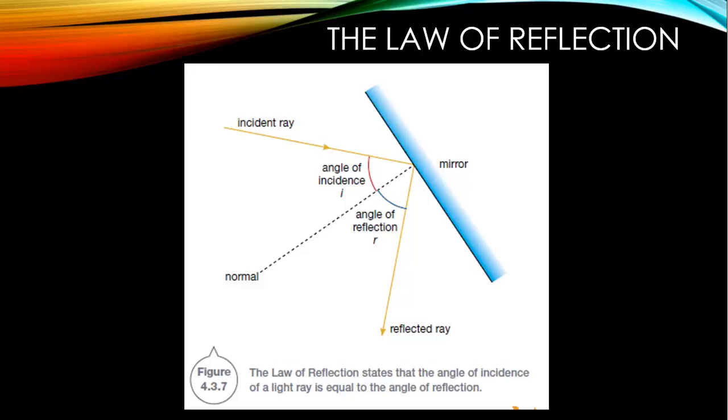We've got the angle of incidence here represented as I and the angle of reflection. According to the law, the angle of incidence of a light ray is always equal to the angle of reflection. So those two angles, between the normal and the incident ray and the normal and the reflected ray, are always the same.